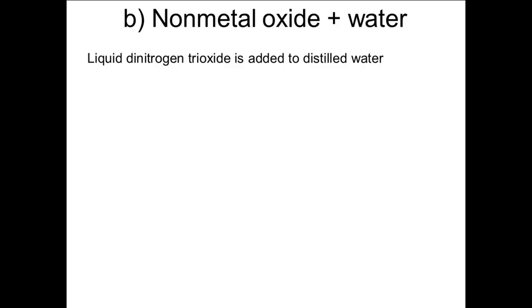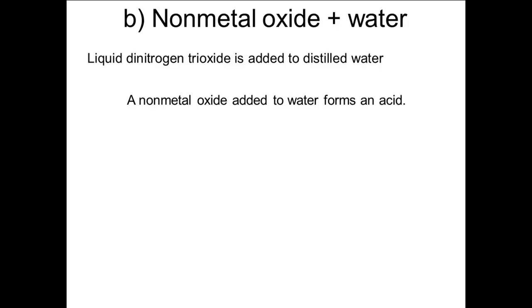B. A nonmetal oxide and water. Liquid dinitrogen trioxide is added to distilled water. A nonmetal oxide added to water forms an acid, but the question is often, which acid?